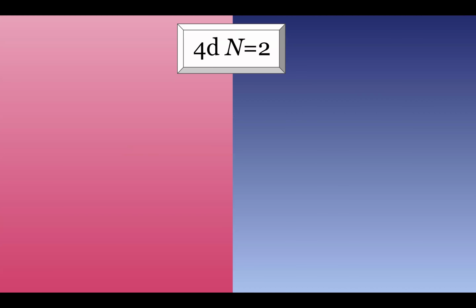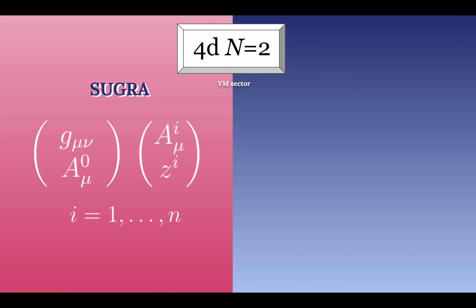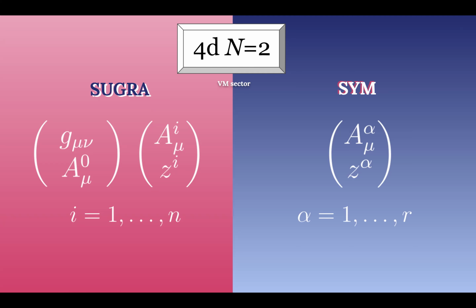We always take four-dimensional N=2 supersymmetric theories, and we are always interested in the vector-multiplet sector. When we talk about a gravity-coupled theory, a supergravity theory, we mean a theory describing the dynamics of n vector multiplets and one gravity multiplet. While when we refer to a gravity-decoupled theory, we mean a theory describing the dynamics of only vector multiplets and no gravity multiplet, so a super Yang-Mills theory.